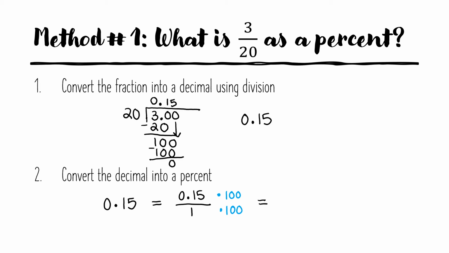15 times 100 is 1500, wait, 0.15 times 100 is 15. 1 times 100 is 100. So we have 15/100ths. Now we want to convert this fraction to a percent, and it's a little easier because we're over 100. Well, we take our numerator 15, and then instead of writing divided by 100, we write this percent symbol. So 3/20ths is equal to 15%.